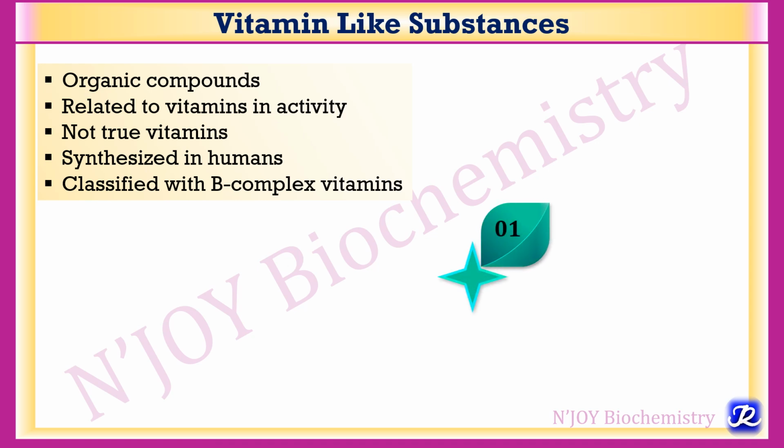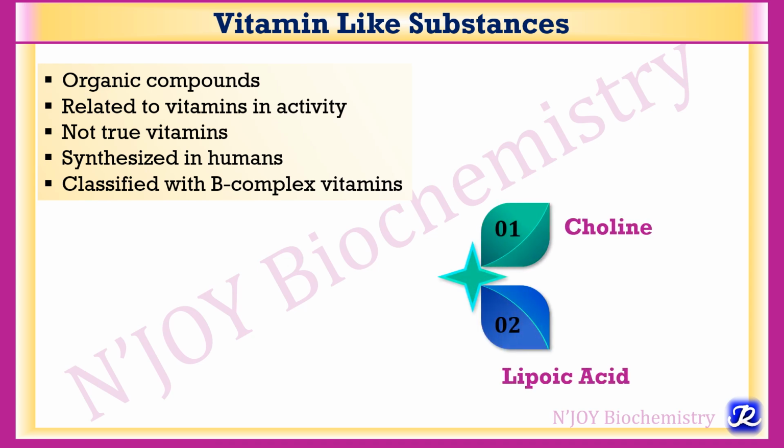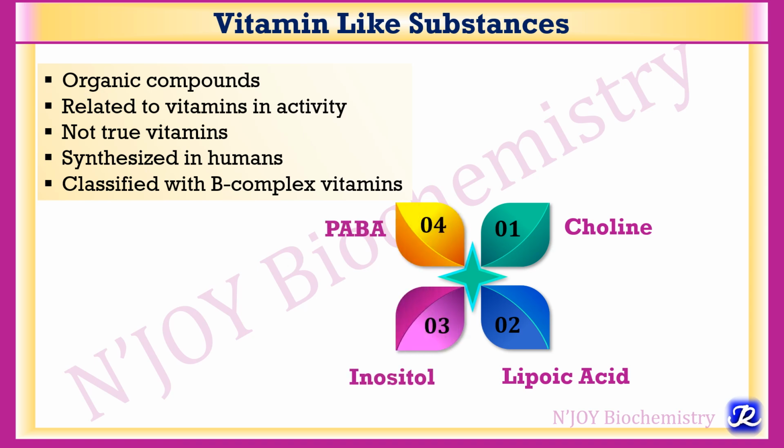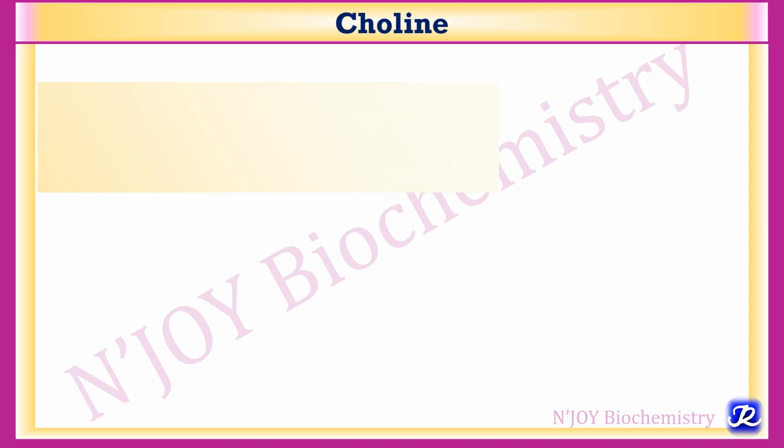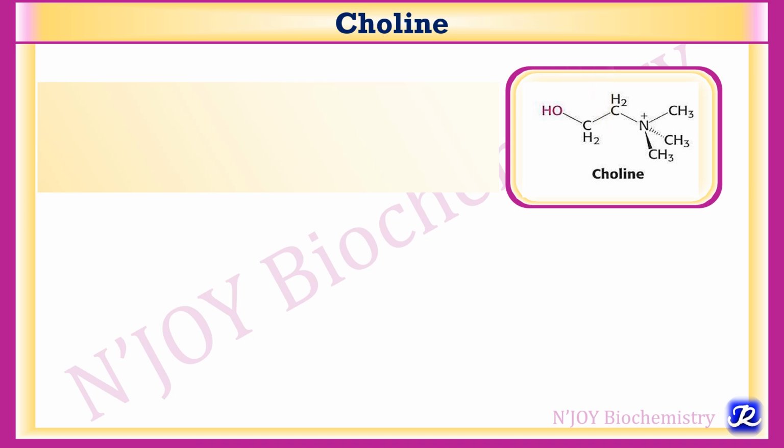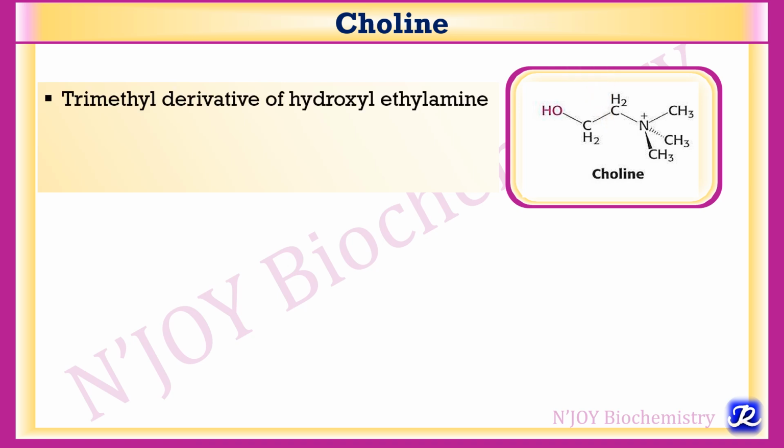The examples are choline, lipoic acid, inositol or myoinositol and para-aminobenzoic acid, that is PABA. So there are 4 vitamin-like substances: choline, lipoic acid, inositol and PABA. What is choline? This is the structure of choline. It is trimethyl derivative of hydroxyethylamine. So it has 3 methyl groups, and that's why it is also called trimethylethanolamine.